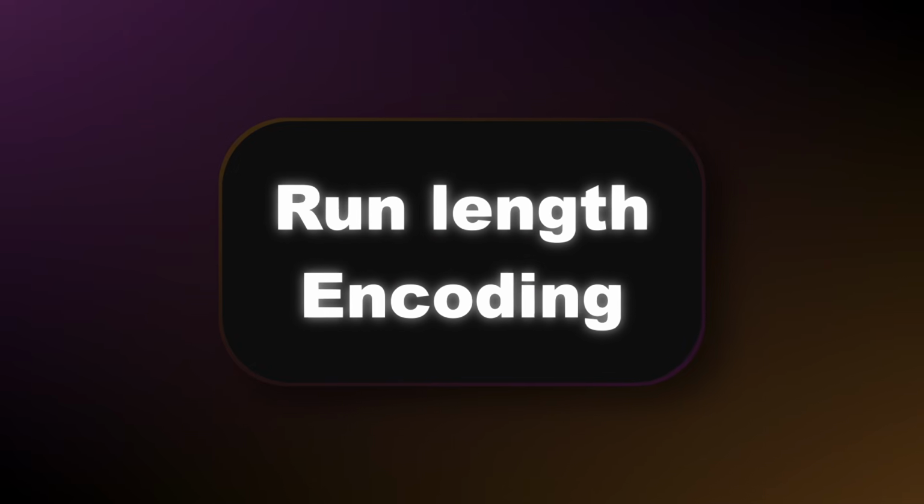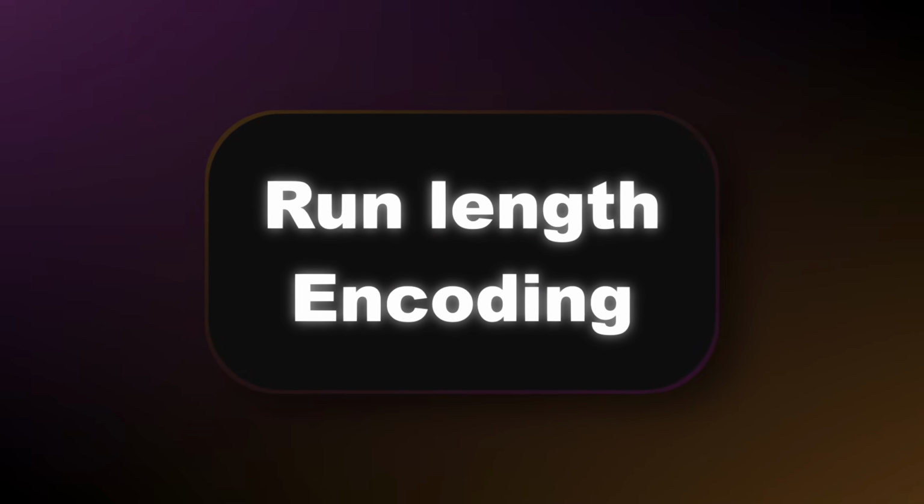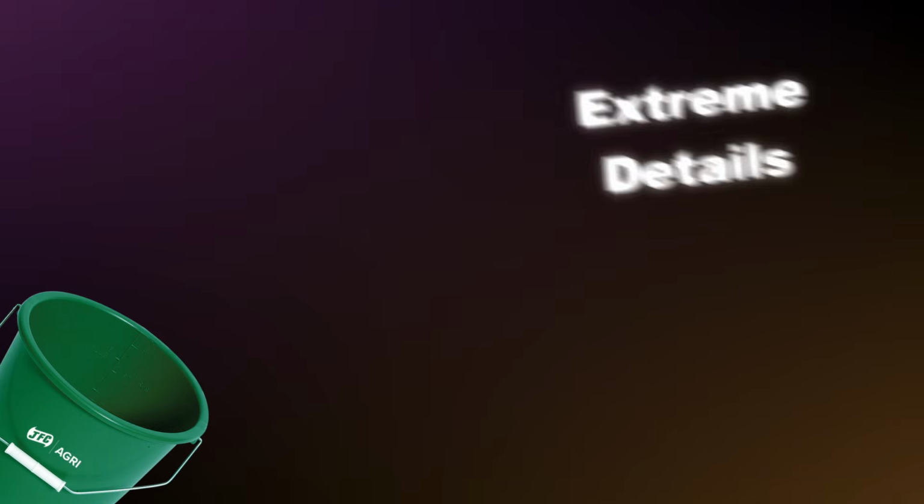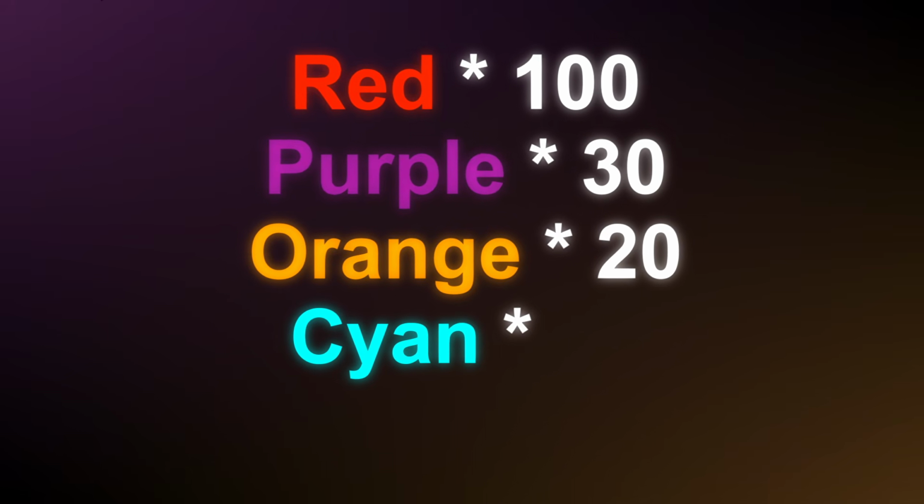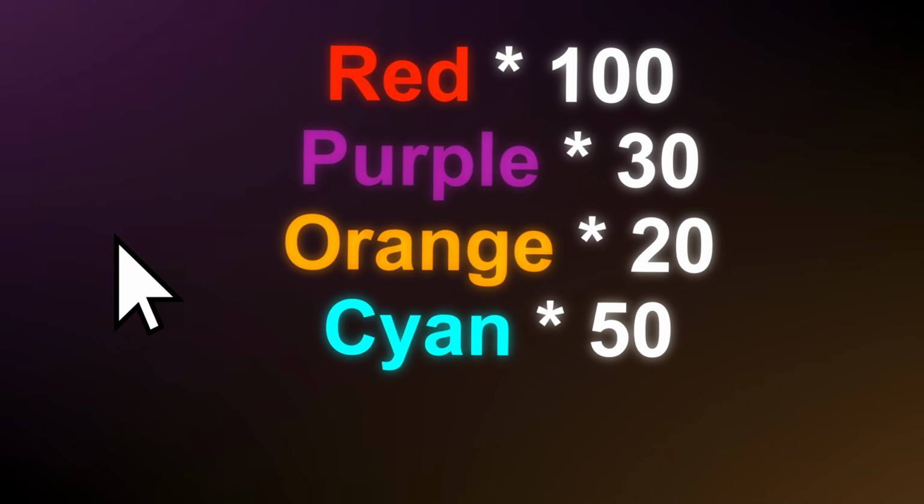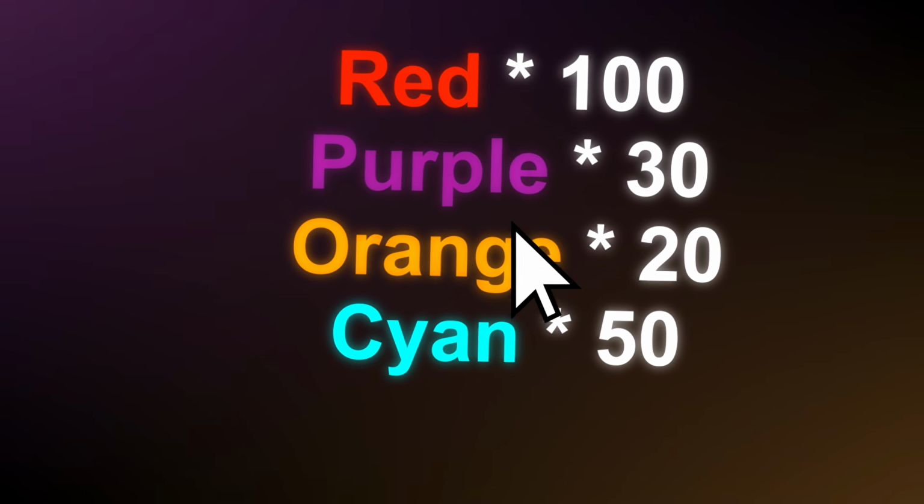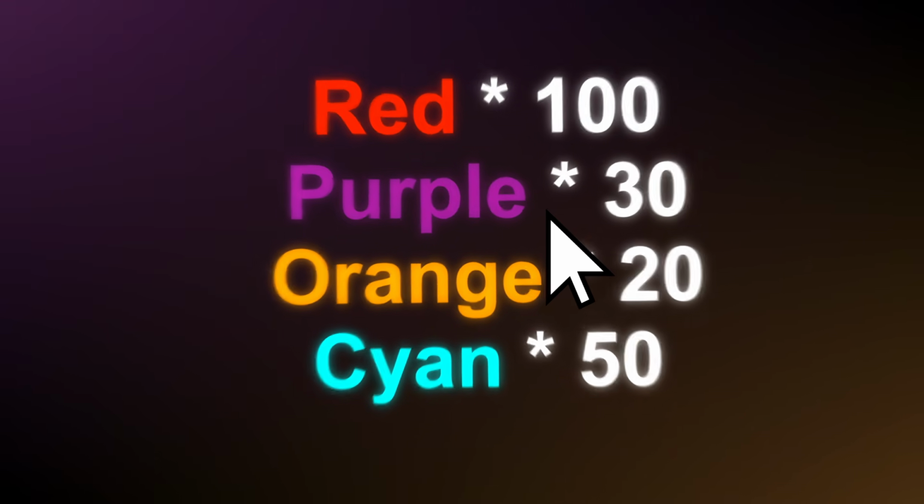Finally, we have run length encoding. Instead of storing the same thing over and over and over again, like in a repeated string or an image with repeating colors, after some extreme details have been removed, we just store what it is and how many times it repeats. If a file has an image with 100 red pixels in a row, we don't have to save those pixels individually. We say something like red times 100. When the file is opened, the computer just expands it all back out.